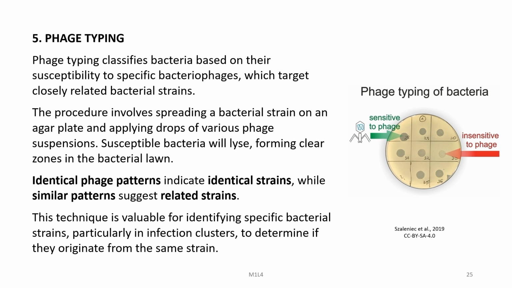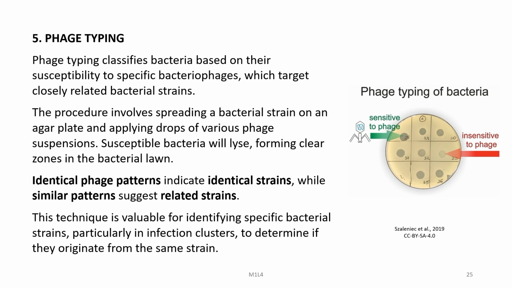Another method is phage typing. Phage typing classifies bacteria based on their susceptibility to specific bacteriophages which target closely related bacterial strains. The procedure involves spreading a bacterial strain on an agar plate and applying drops of various phage suspensions. Susceptible bacteria will lyse, forming clear zones in the bacterial lawn, as you can see here, which is sensitive to the phage. And here we see that they are not sensitive to the phage, or insensitive to the phage.